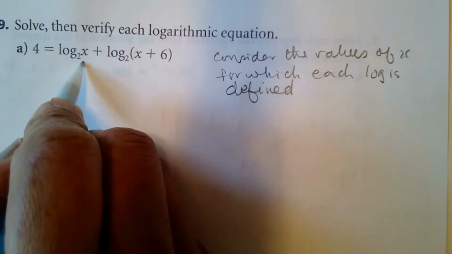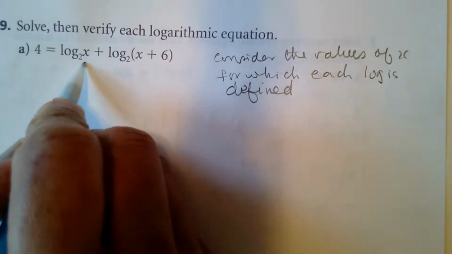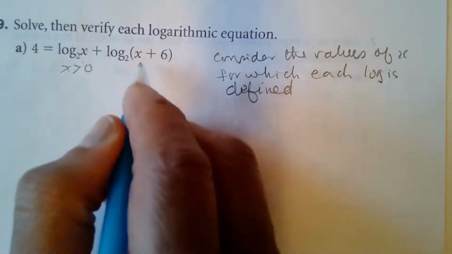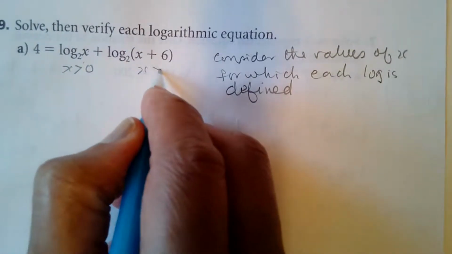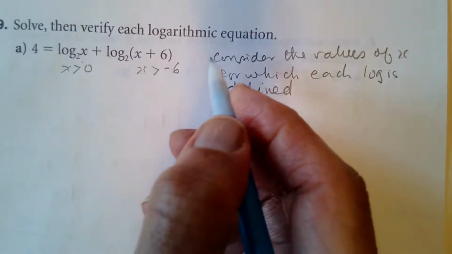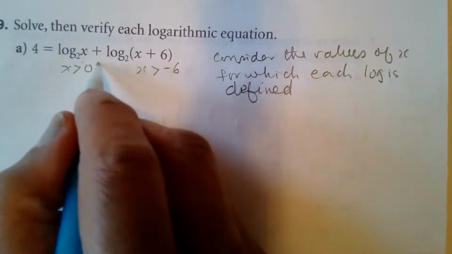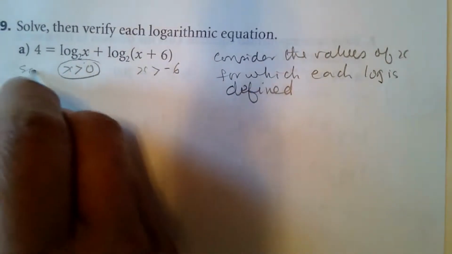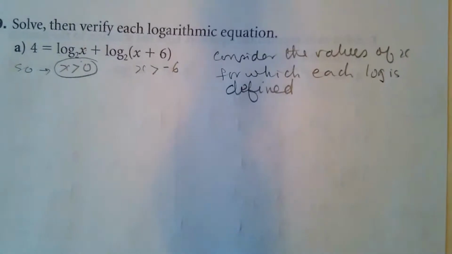We want to make sure where it's defined. So for the log base 2 of x to be defined, x has to be greater than 0. And x must also be greater than -6. So x has to be greater than 0. So we have established the values of x for which each log is defined.